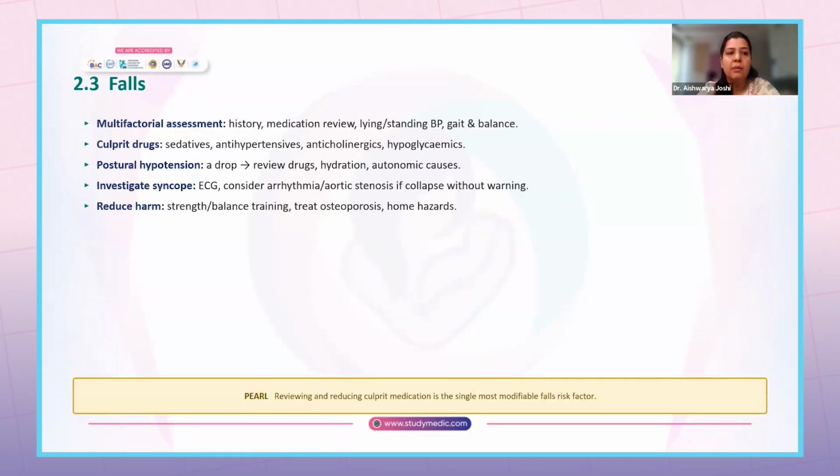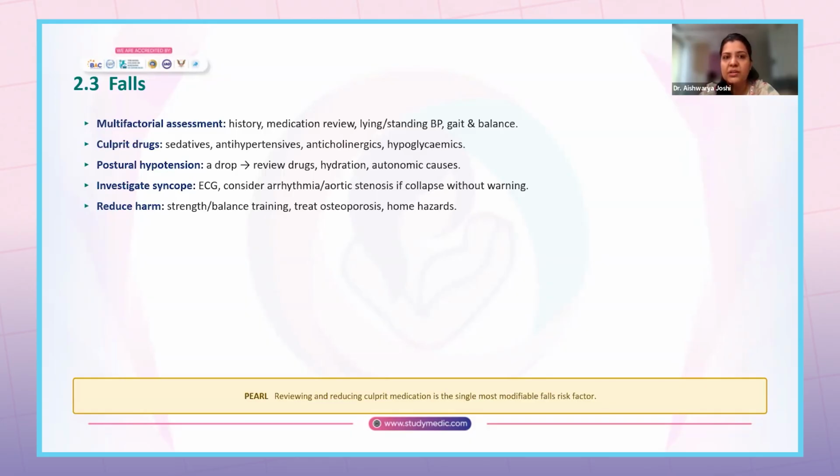Coming to falls, multifactorial assessment is required, where you take history, review the medications given in the scenario. You measure the lying down and standing BP both. Gait and balance of the patient has to be checked in the clinic. Culprit drugs like sedatives, antihypertensives, anticholinergics, and hypoglycemics have to be identified.